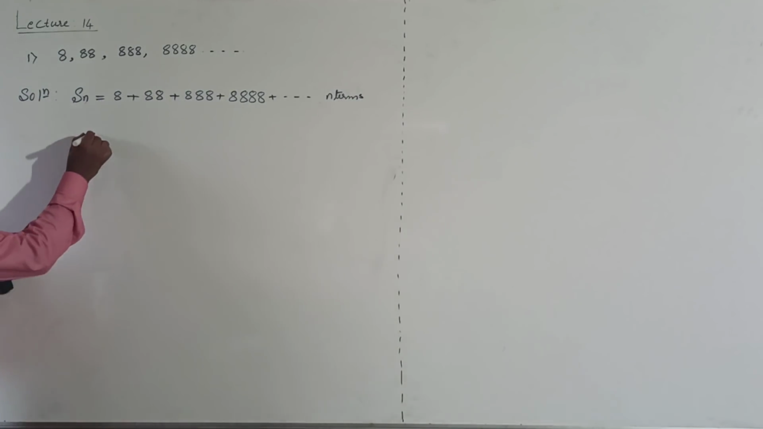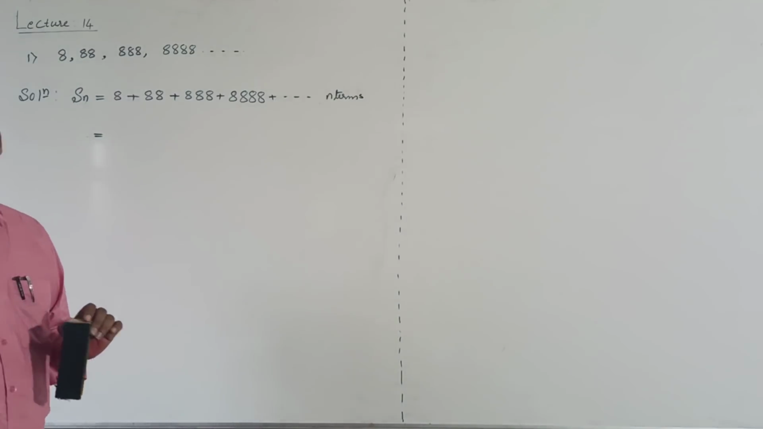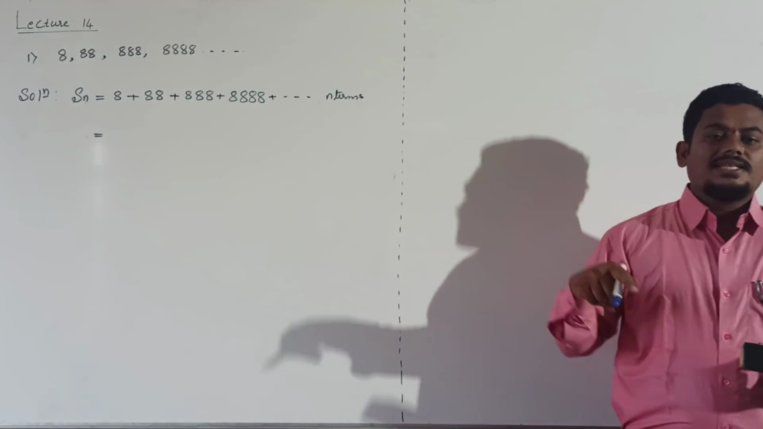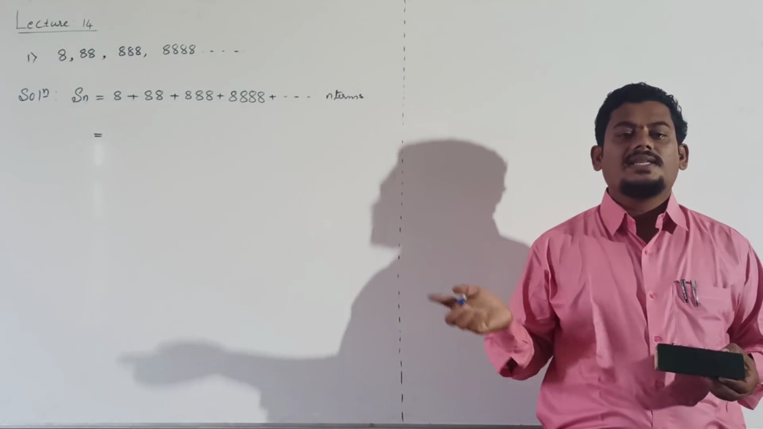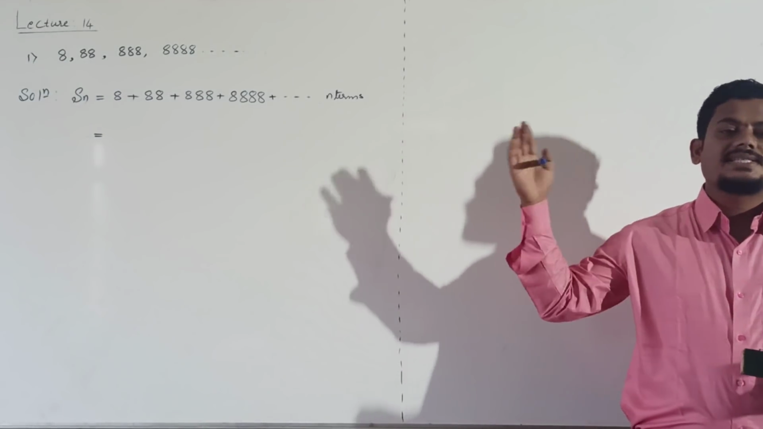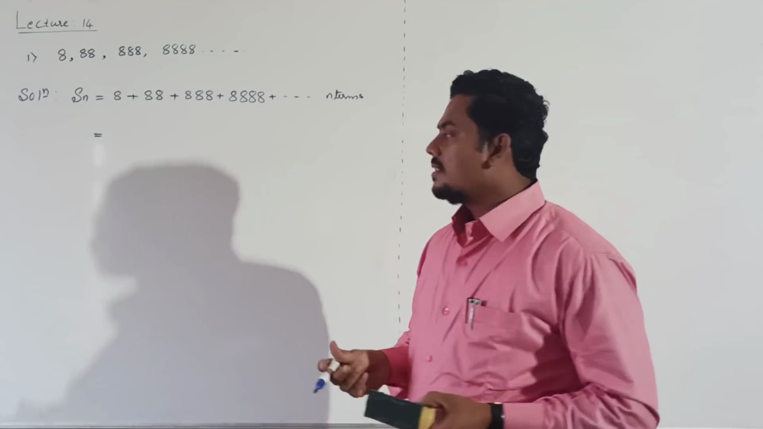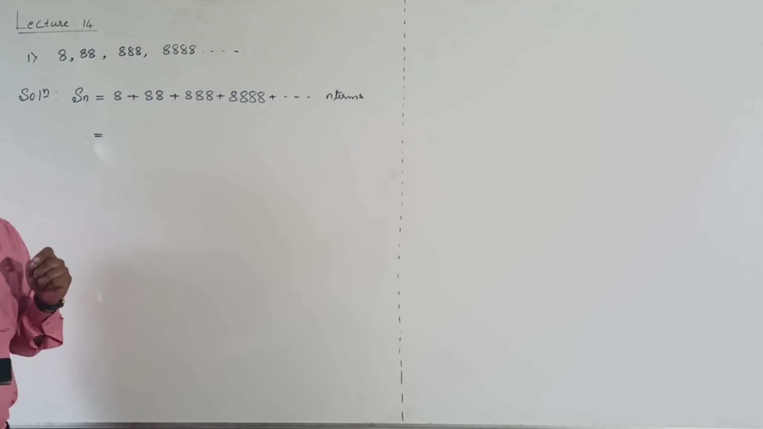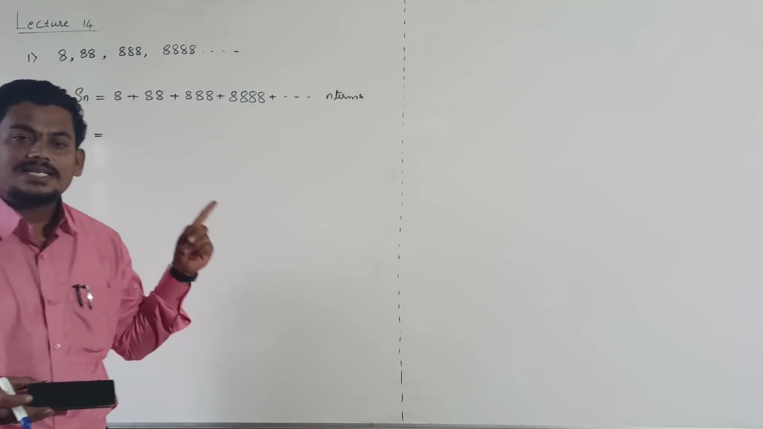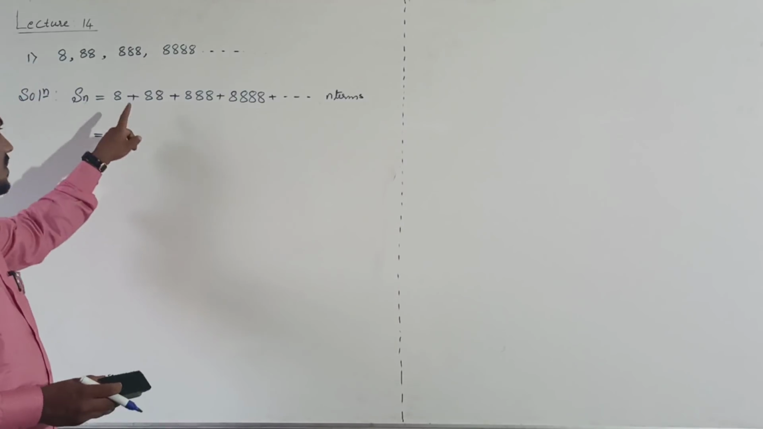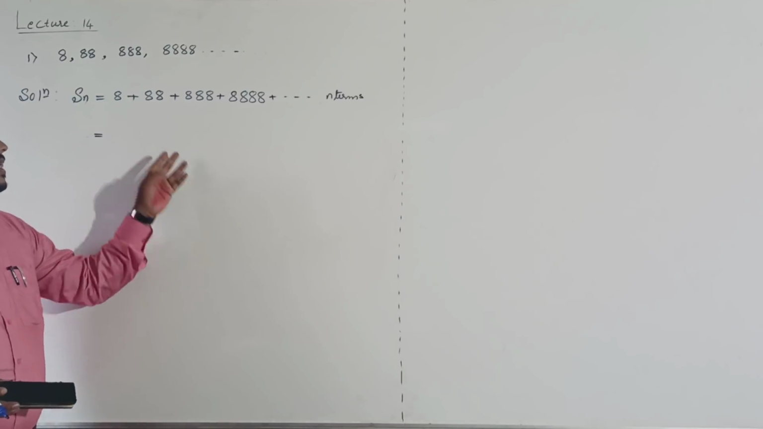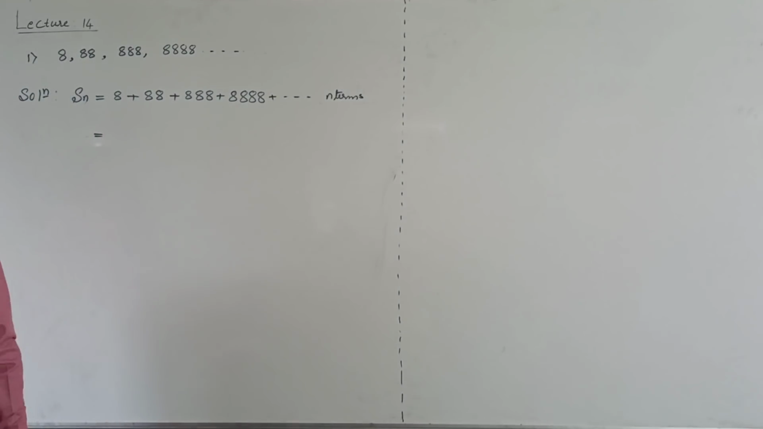Just look at this series. Tell me whether it is in AP or in GP. If the given sequence is in AP or in GP, then only it is possible to find the sum. Otherwise, it is not possible. Clearly it is neither AP nor GP, because the ratio is not constant and the difference is also not constant.